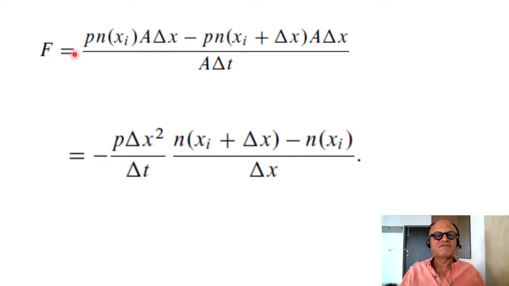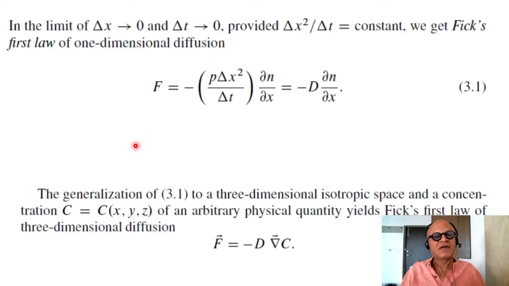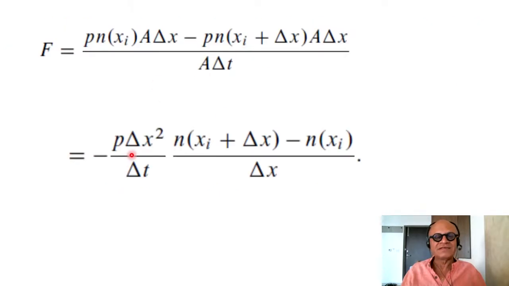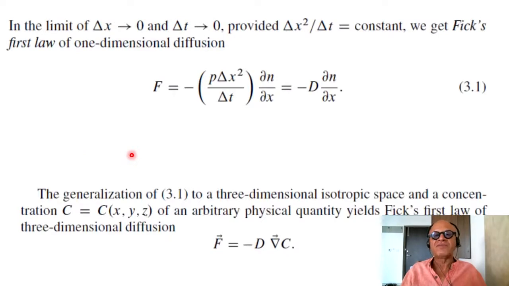All we did was put a negative sign, so we can flip these and then take p delta x squared divided by delta t out, and this is what we call a diffusion operator, diffusion coefficient, diffusivity, and so on. So in the limit, delta x goes to 0 and delta t goes to 0, provided delta x squared divided by delta t is a constant. As delta x and delta t go to 0, the ratio remains constant, so that you don't go to infinity with delta t going to 0 while delta x is positive, and so on.